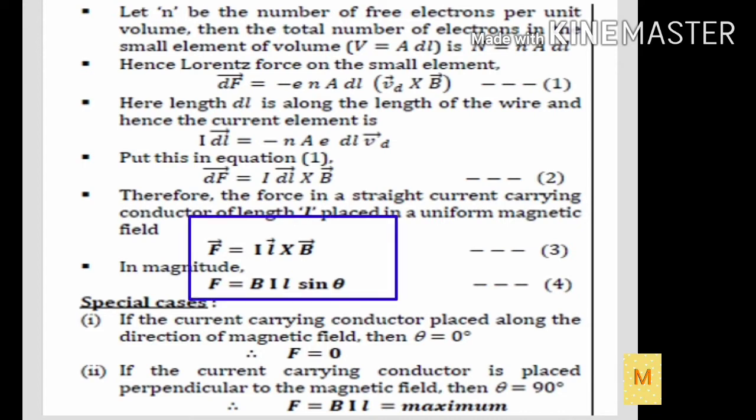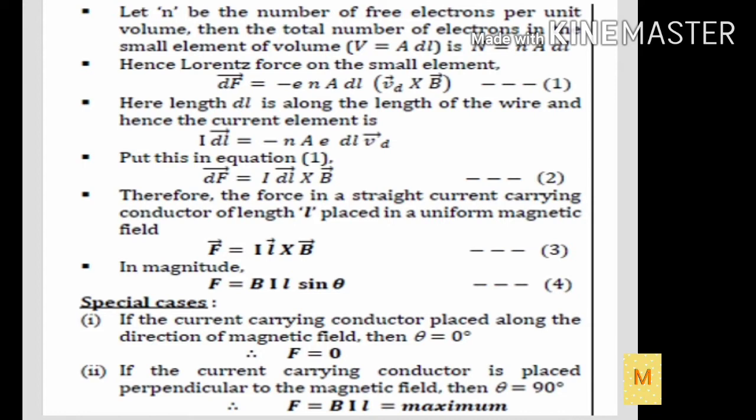Therefore, the force on a straight current carrying conductor of length L which is placed in a uniform magnetic field can be written as F vector = I L vector × B vector. The magnitude form of this equation can be written as F = BIL sin theta. This equation represents the force on a current carrying conductor when it is placed in a uniform magnetic field.